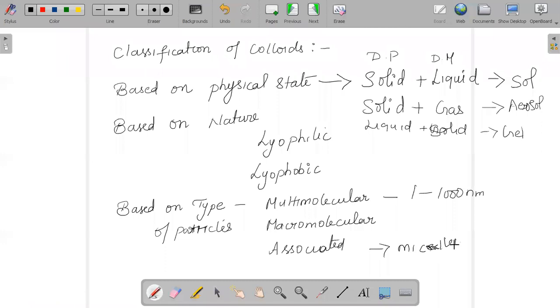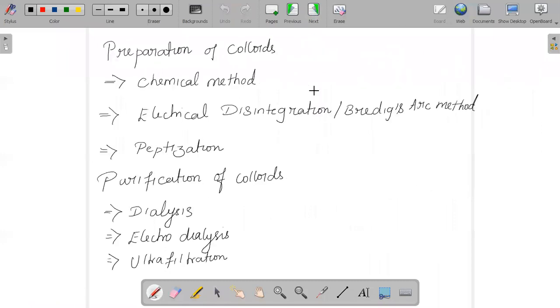Next, we have to know what Kraft temperature is. The formation of micelles takes place only above a particular temperature, and that is called the Kraft temperature. And there are different methods which are used in order to prepare colloids.